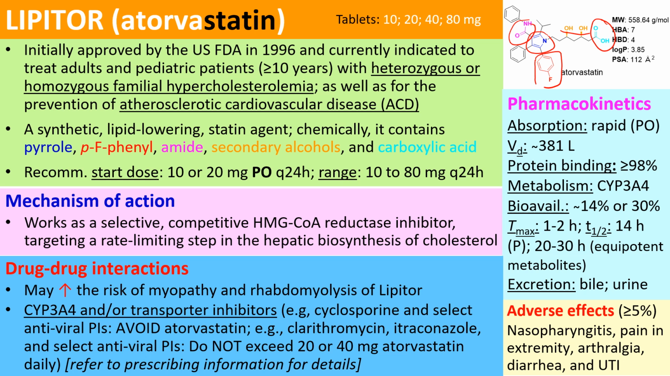Molecular weight for this medication is 558.64 grams per mole, and hydrogen bond acceptor 7. Hydrogen bond acceptor refers to the number of oxygen and nitrogens within the drug molecule. Hydrogen bond donor is 4, and hydrogen bond donor refers to the number of hydroxy and also the NH groups within the drug molecule. Log P 3.85, polar surface area is 112 square angstrom.